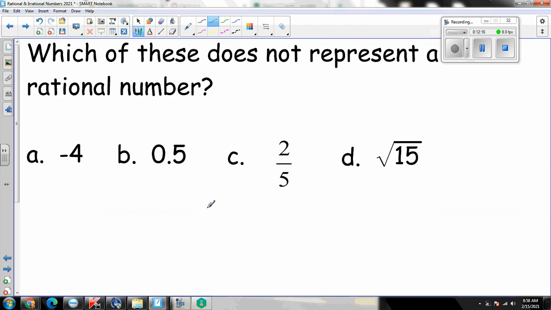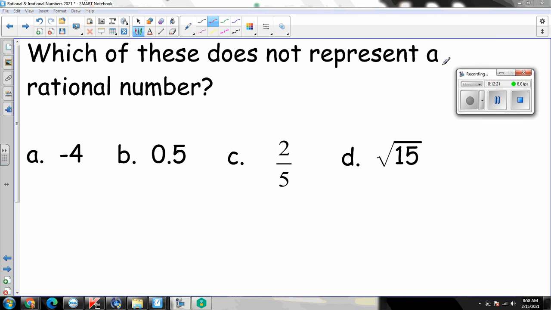All right, next question. I want you to put in A, B, C, or D. So the question is, which one of these does not represent a rational number? That really means which one's irrational. Put A, B, C, or D down.